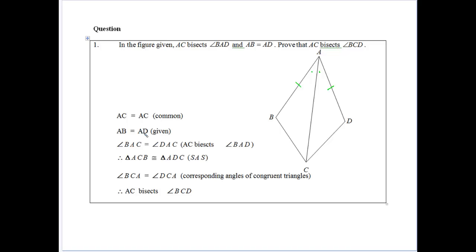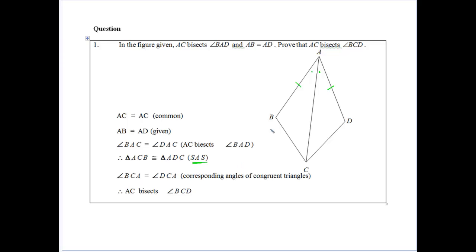Well, we need to prove congruence first. AC is a common side between these two triangles. AB and AD are given, and that's all we need to write. It's just given as in the question, so there's nothing to prove. And we're told that BAD is bisected by AC, which means that BAC and DAC would be equal. Well, there's two sides and the included angle equal, so these two triangles are congruent because of side angle side. Now we must include the reason there.